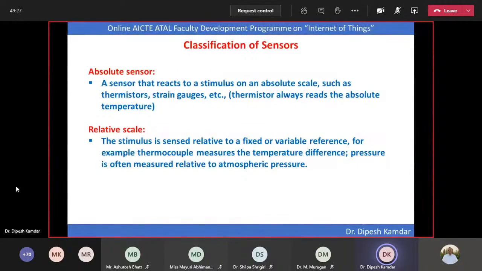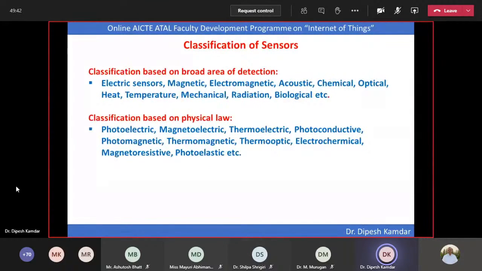We cannot have the value of pressure absolutely. So normally what we do is measure a relative scale pressure: on this end we have this much pressure, and with reference to that we can find out the different pressure.